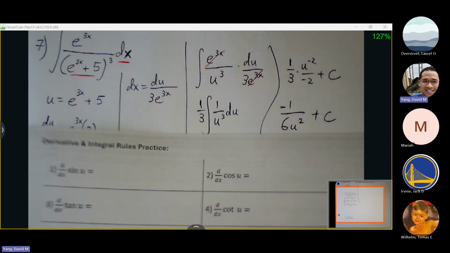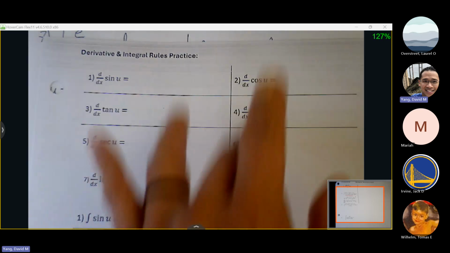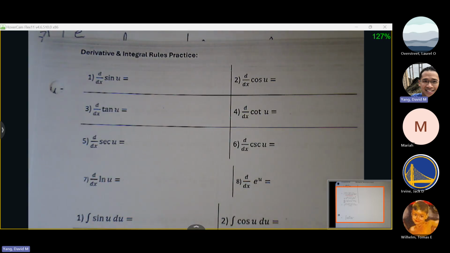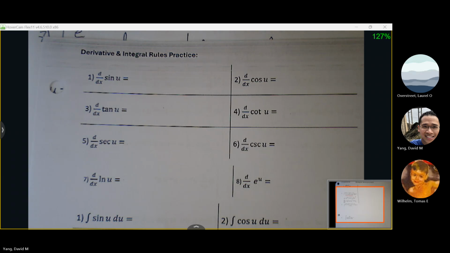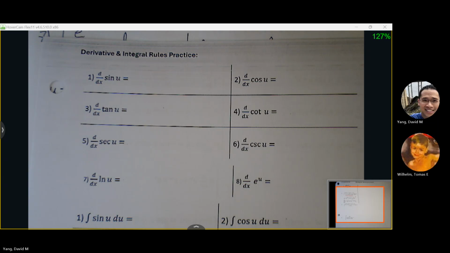Hey, if you haven't had a chance to do it, I think it's good practice to go through your rules. Make sure you know all your derivative and integral rules on this sheet. Let me know if you have any individual questions. I have a handout for these rules there if you didn't get a chance to pick one up.